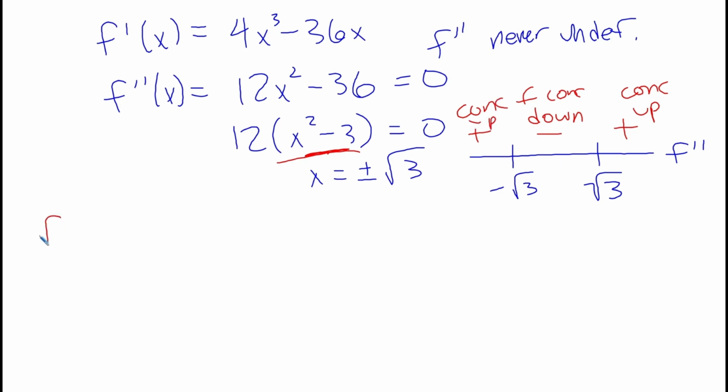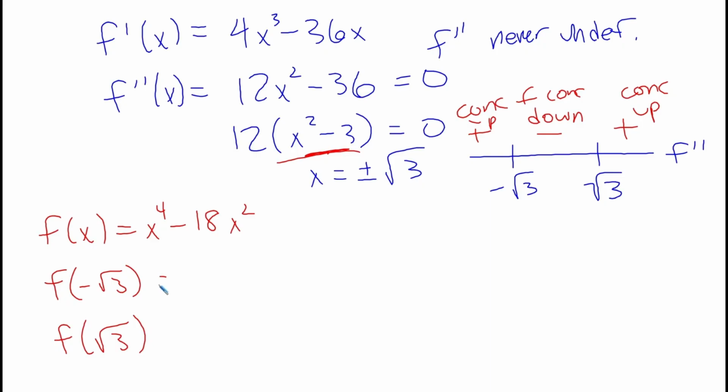So our original function, f of x, was x to the 4th minus 18x squared. If we evaluate that at negative root 3 and at positive root 3, we should get the locations of our two points of inflection, right? They're points of inflection because we can see that there is a change in concavity from positive to negative to positive. And f of root 3 and f of negative root 3 are both going to come out to be the same values, because when we raise them to the 4th and the 2nd power, they'll both become just positive versions of that same number.